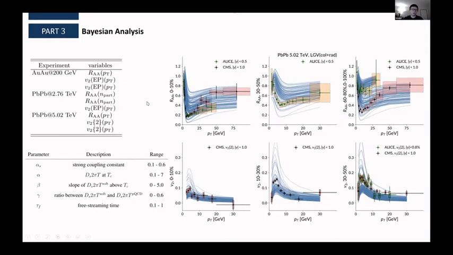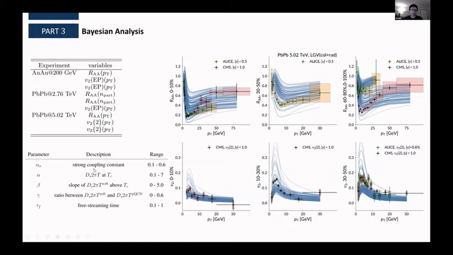So the experimental data we will be comparing to will be from gold collisions at 200 GeV and lead collisions at 2.76 TeV energies. And the observables we will be comparing to are mainly the meson RAA and meson v2. And those are the model parameters we will be varying in this study.